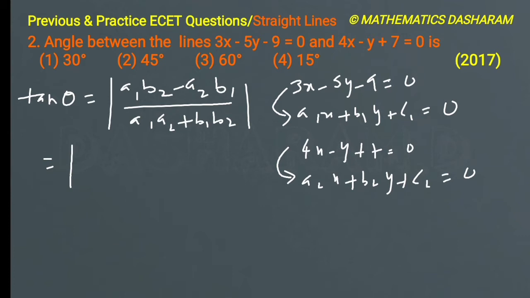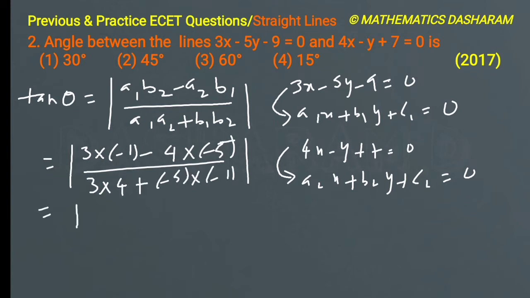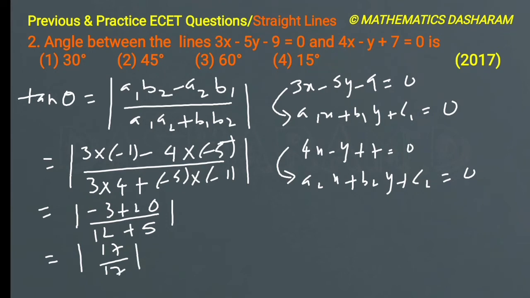So mod of a1 that is 3, b2 is minus 1, minus a2 that is 4, b1 that is minus 5, divided by a1 into a2. So it equals mod 3 into minus 1 minus 3, plus 4 fives are 20, divided by 3 fours are 12, minus 5 into minus 1 is plus 5. So minus 3 plus 20 is 17, divided by 12 plus 5, which is also 17. 17 cancels, it equals 1.